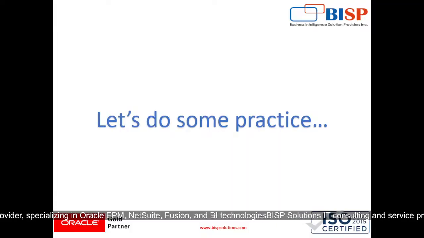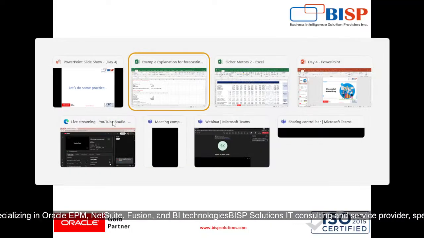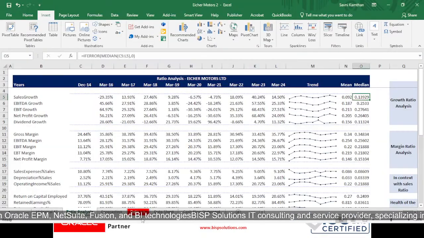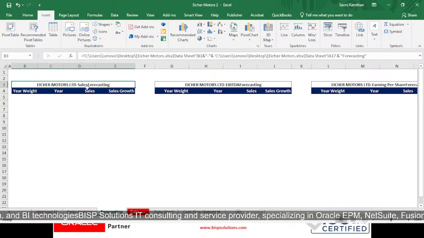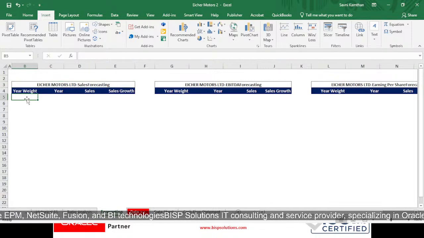Next is our practice for the same. So we will be going to our forecasting sheet. Over here, I have given a formatting where I have linked Eicher Motors Limited for sales forecasting from my data sheet, and next we will be calculating our EBITDA forecasting and earnings per share forecasting.